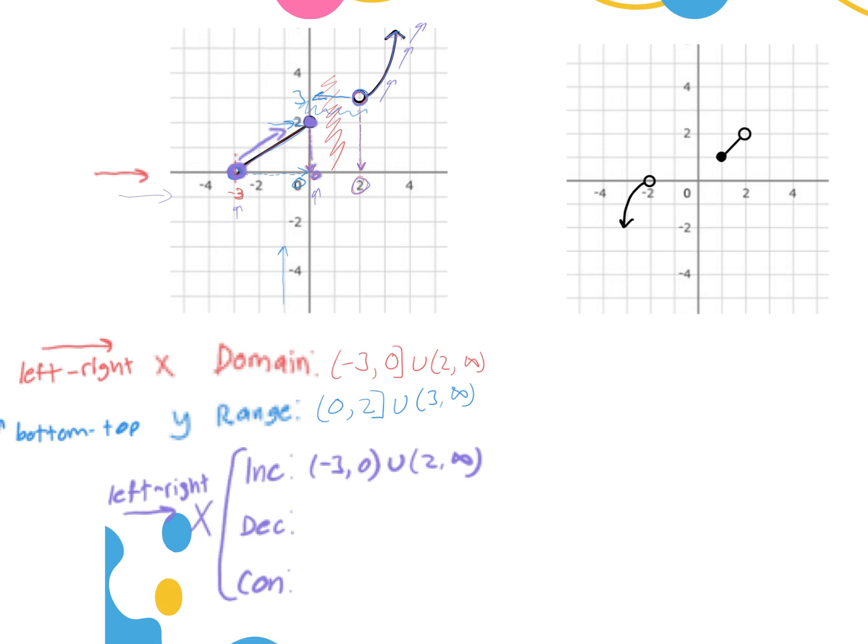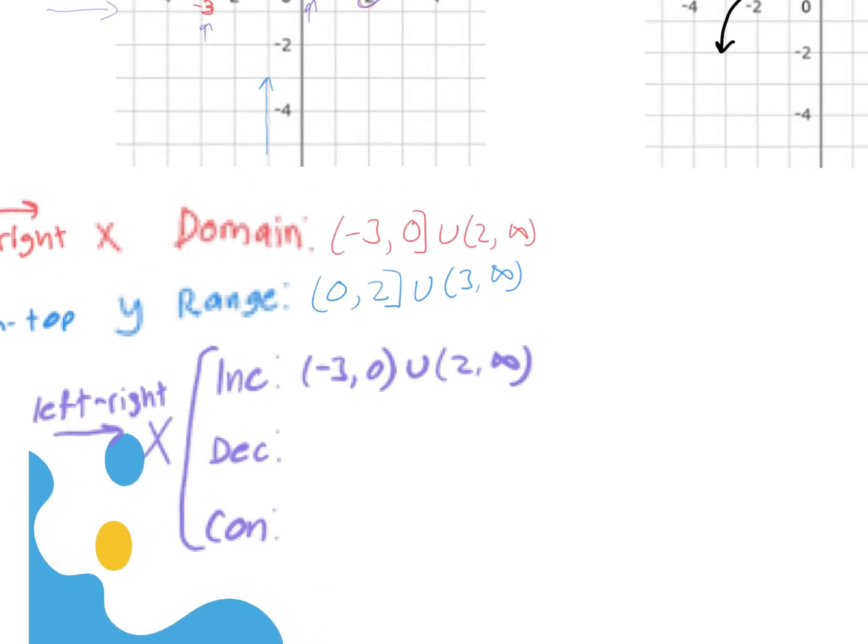So everything in purple, all of these answers, are going to in some way, shape, or form reflect your domain. Maybe little pieces of it are going to go in increasing, and then other parts are going to go in decreasing, other parts are going to be constant. That's fine, but everything in your domain should be accounted for.